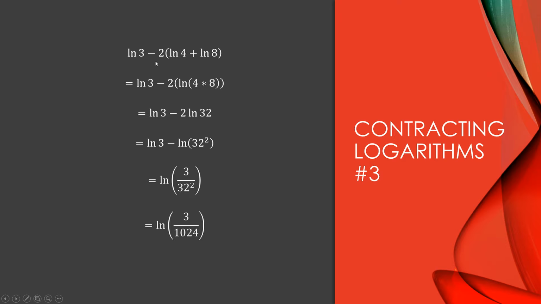Final one. I've got natural log of 3 minus 2, and then I've got 2 logarithms being added together. Order of operations, I add those first. And the way I do that is, it's a sum of logarithms. Let me write that as a product. So 4 times 8, natural log of 32. Oh, wait, I've got a 2 multiplied to that. Let's bring that in to be an exponent. Now look, it's being subtracted. Let's do a quotient. And that is how we contract logarithms.